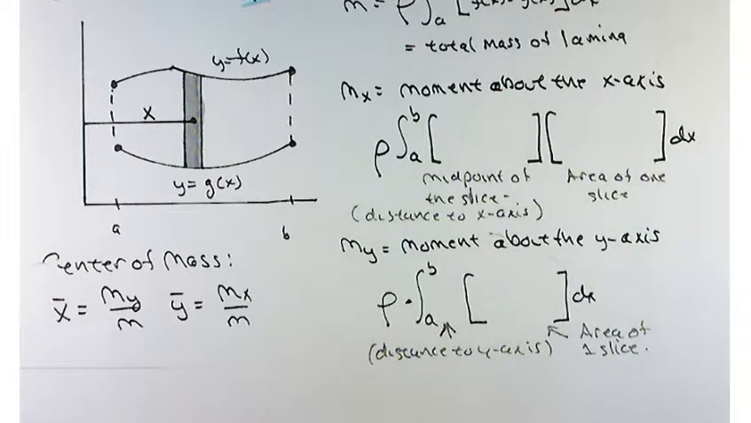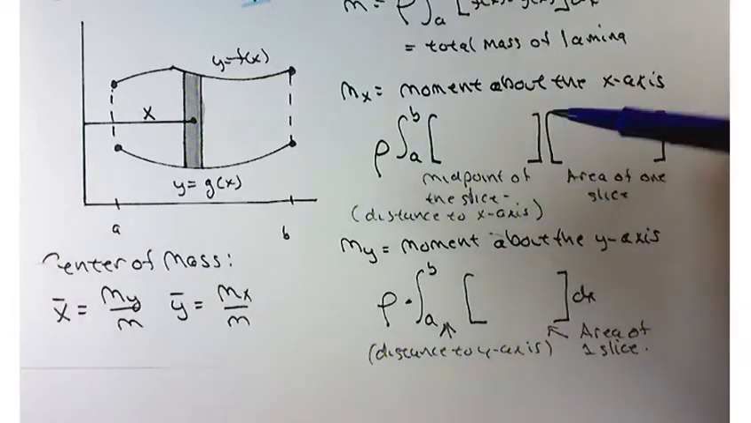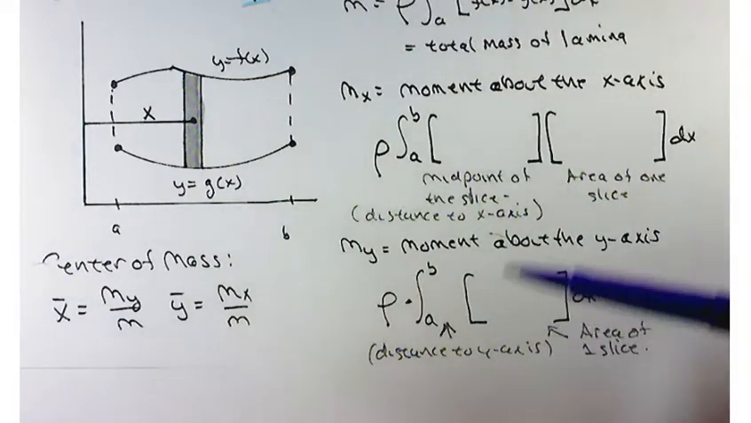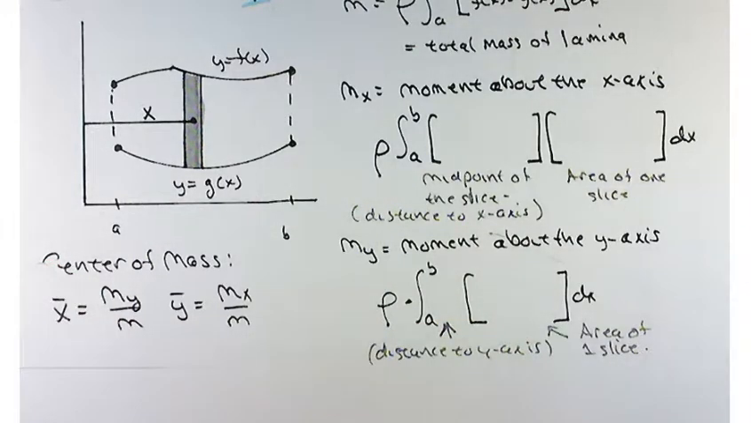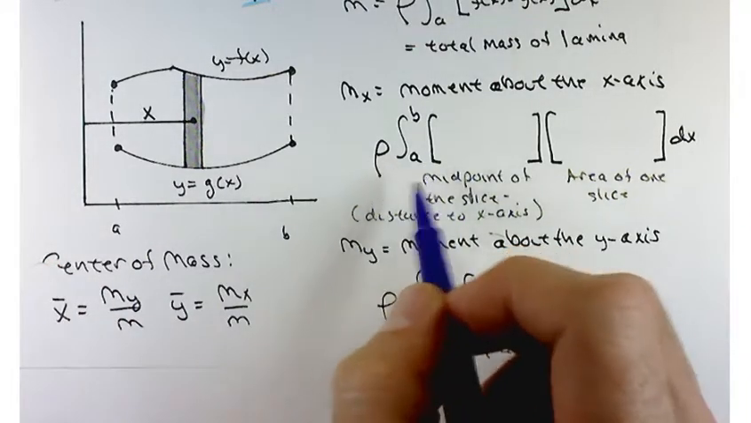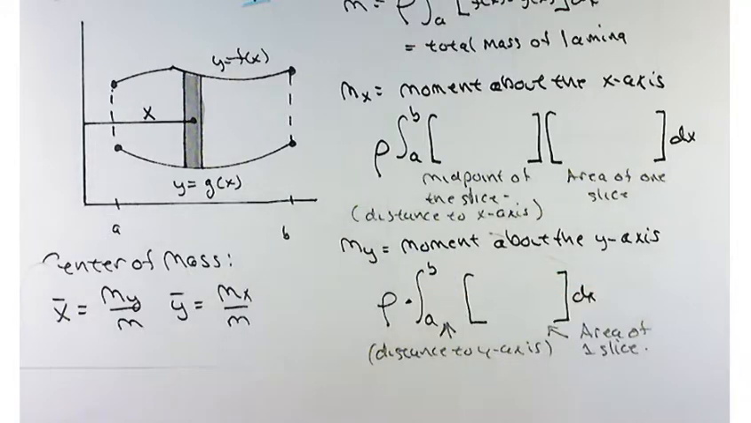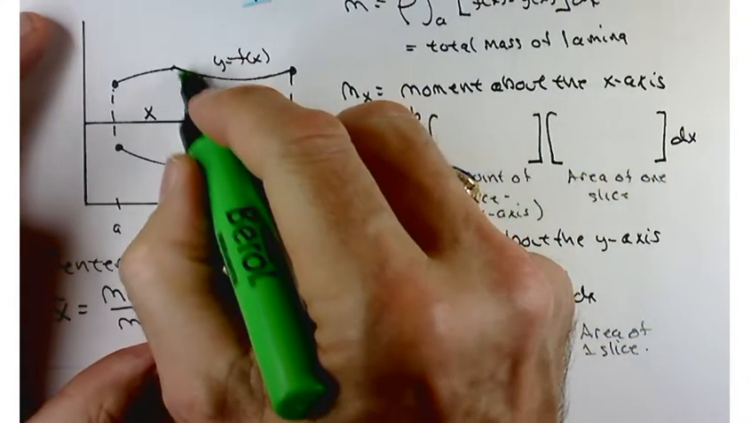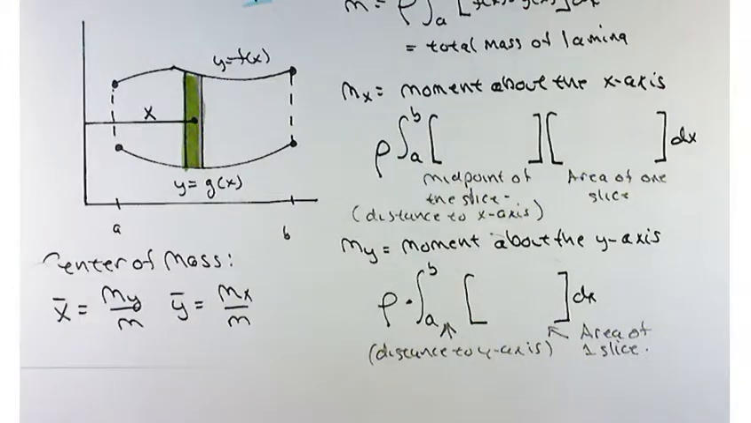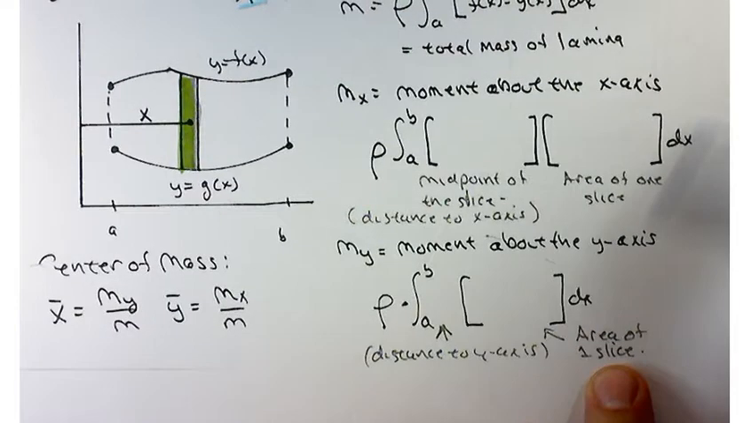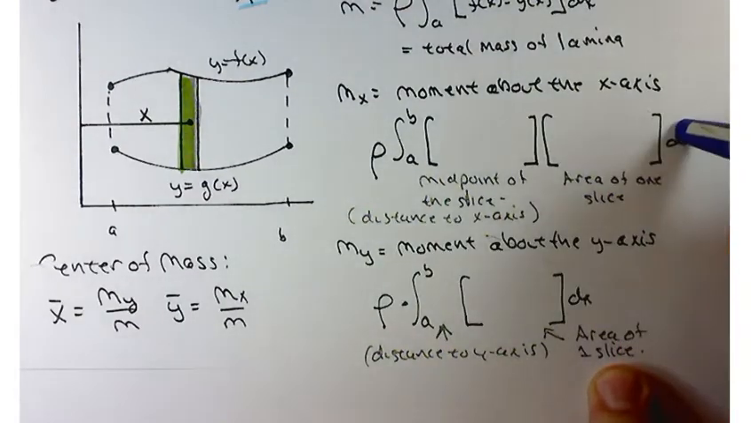Then you're going to find the moment around the x-axis. That's going to be the tendency of this to want to rotate around the x-axis. So let's see if we can come up with an expression for that. It's going to start like a lot of our things do, with a little slice through your region. What's the thickness of that slice? dx. So that's going to tell us that we're going to set up all of our work in terms of dx.